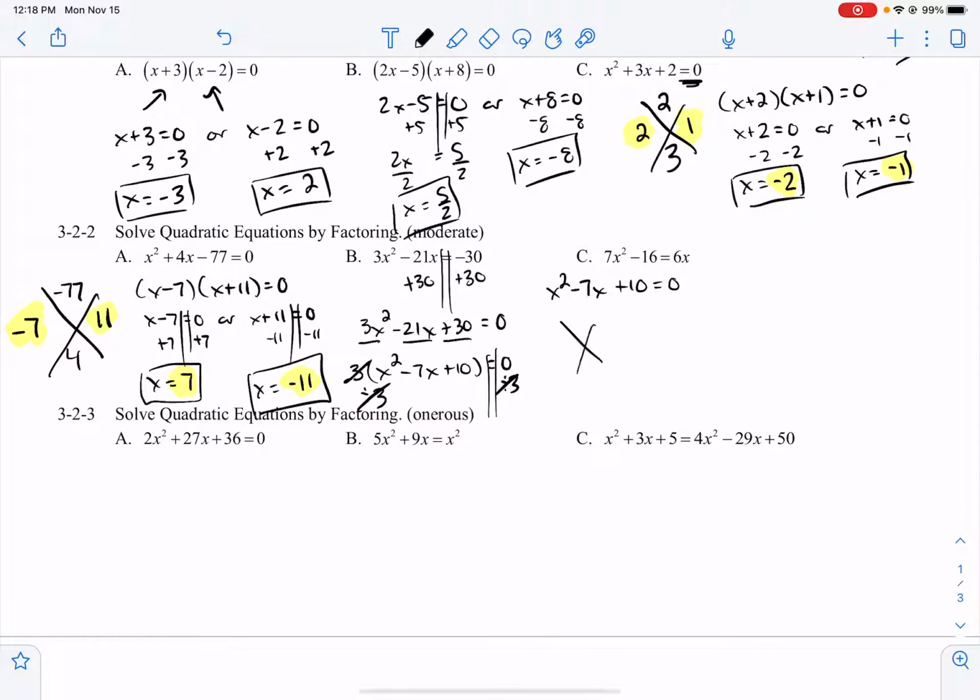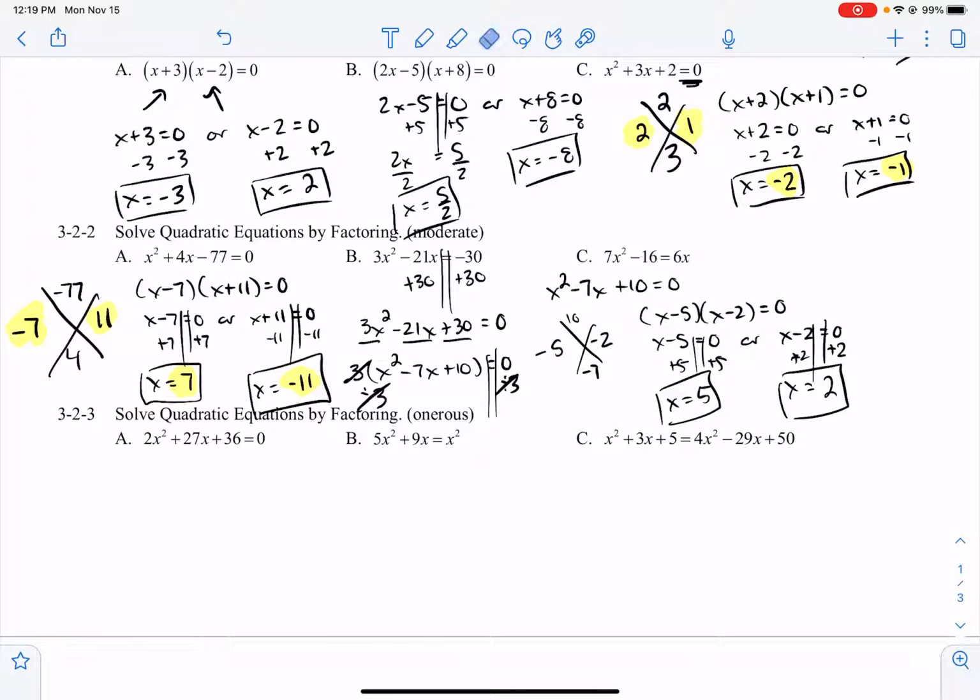So now when I big X, I'm going to put 10 on top and negative 7 on the bottom. So that's going to be negative 5 and negative 2, right? Those multiply to be 10, and they add up to be negative 7. So my parentheses are x minus 5, x minus 2, multiplied to be 0. So that means that either x minus 5 is 0, or x minus 2 is 0. So when I railroad track, x equals 5, or add 2 to both sides, x equals 2.